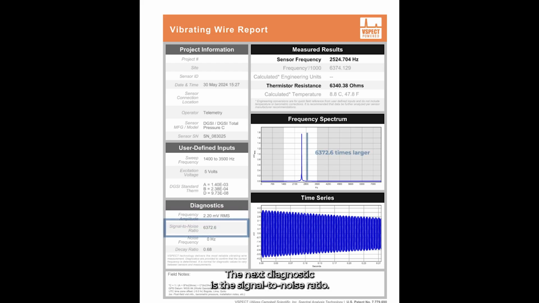Okay. The next diagnostic is the signal-to-noise ratio. This means that the signal is 6,372 times stronger than the nearest competing signal. That's pretty large. That's a really powerful signal, isn't it?